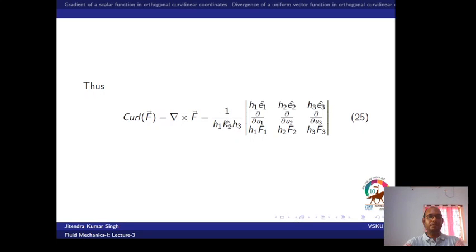So we shall get 1 by h1 h2 h3 times the determinant with the first row h1 unit vector e1, h2 unit vector e2, h3 unit vector e3; second row dou by dou u1, dou by dou u2, dou by dou u3; and third row h1 f1, h2 f2, and h3 f3. So this is the curl of the vector f.